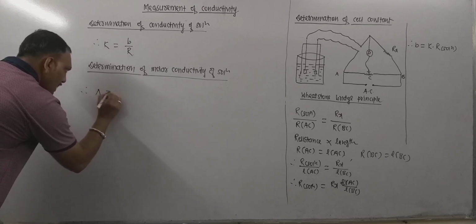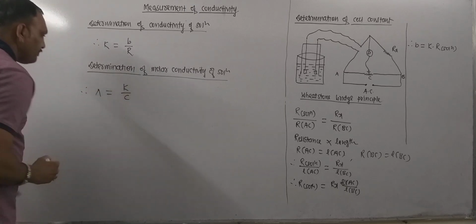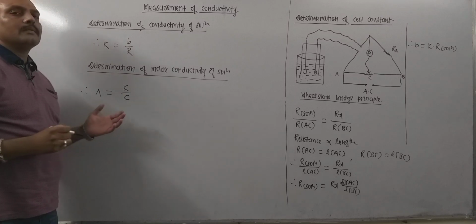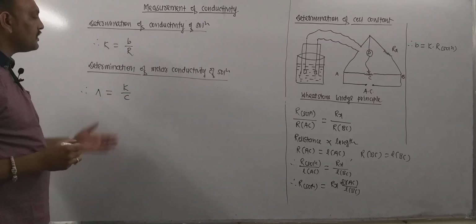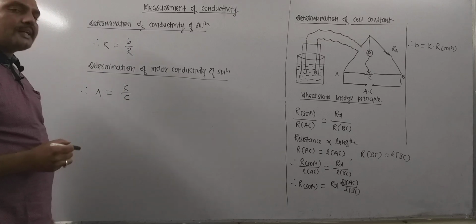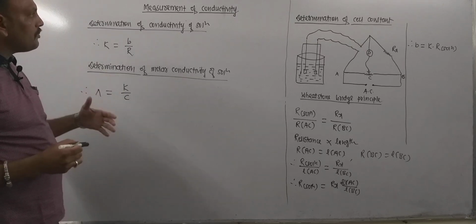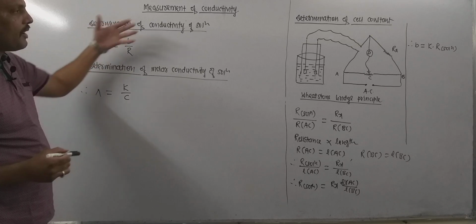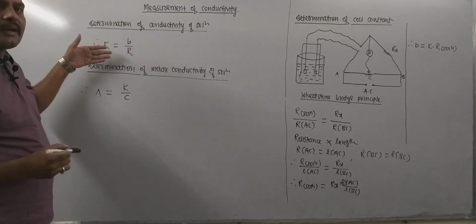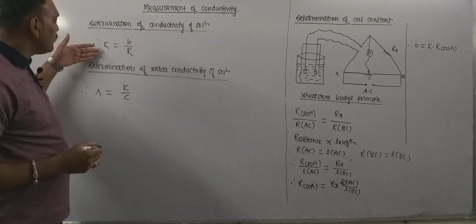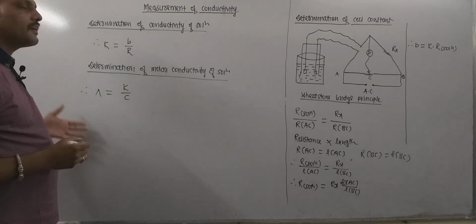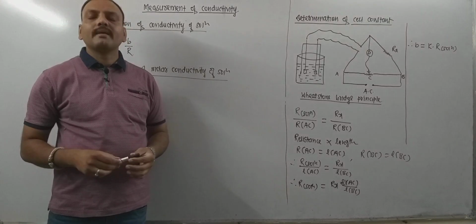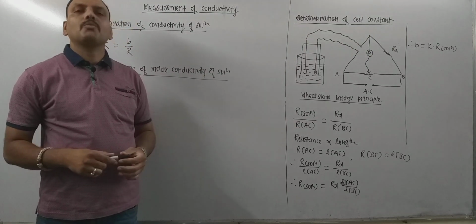Thus we know that lambda is equal to K by C, where lambda is the molar conductivity of the electrolyte solution, K is conductivity, and C is the concentration of the solution. Now conductivity can be determined by following these experiments. Earlier we explained this, and knowing conductivity and concentration, one can easily calculate the molar conductivity of an electrolyte.